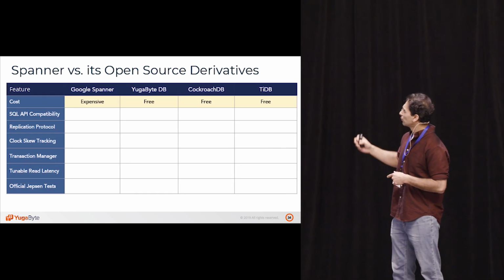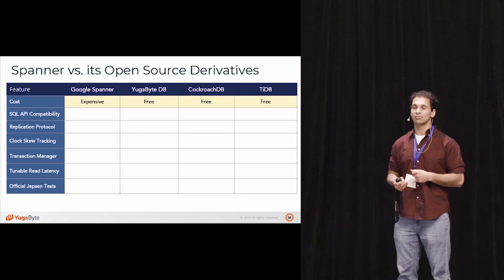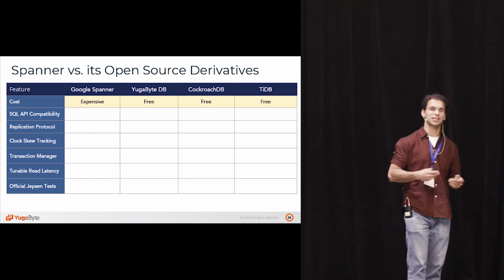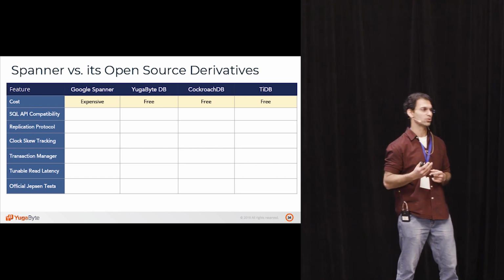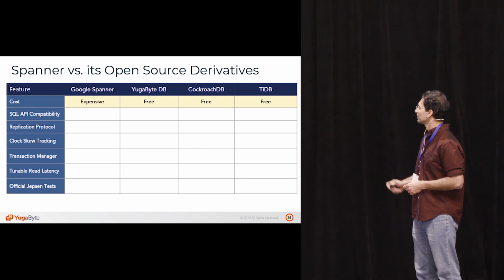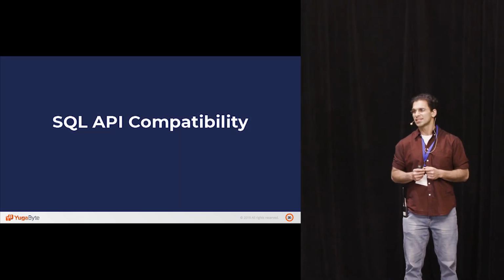The first thing before we get started is cost. Open source databases are free, which makes it a very attractive price, whereas Google Spanner is not. And it doesn't matter whether it's your test data, dev data, you're playing with it, or you're actually running it in production, it's all the same. But anyway, that out of the way, let's go to SQL compatibility.